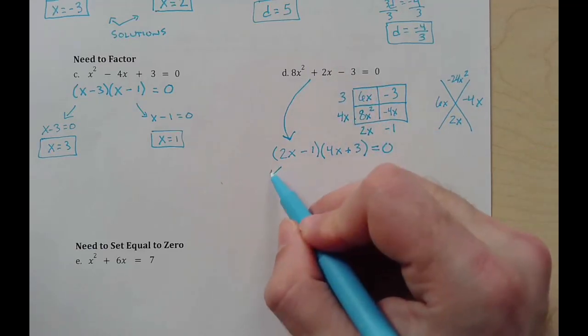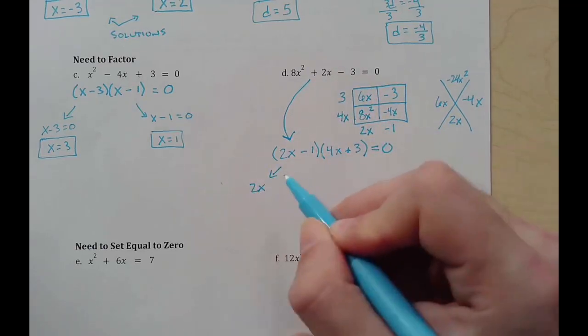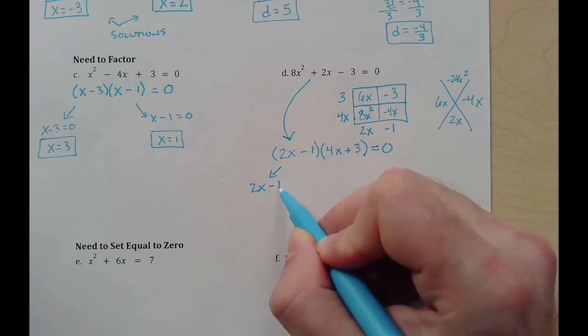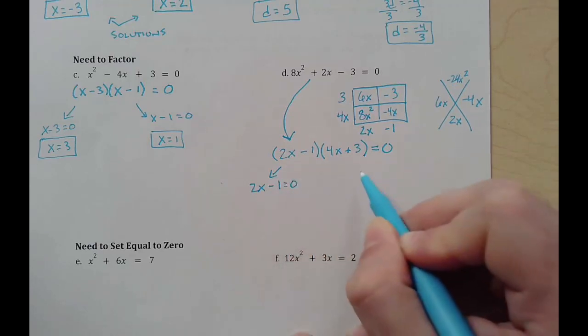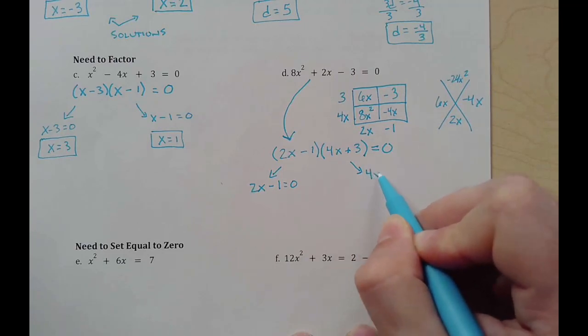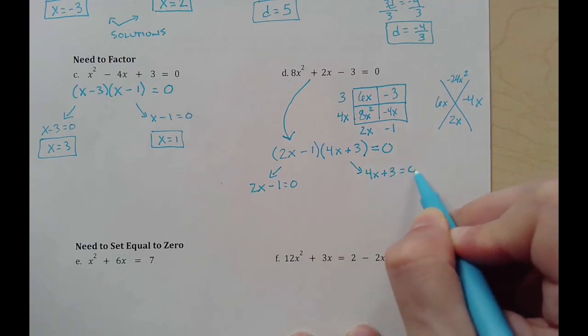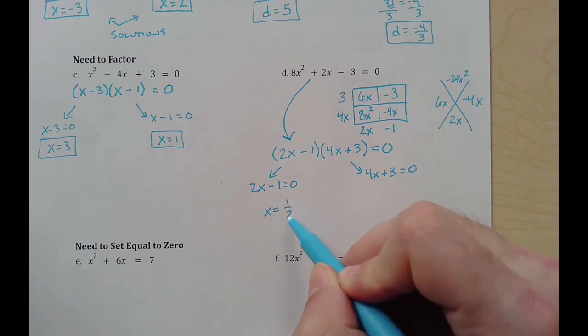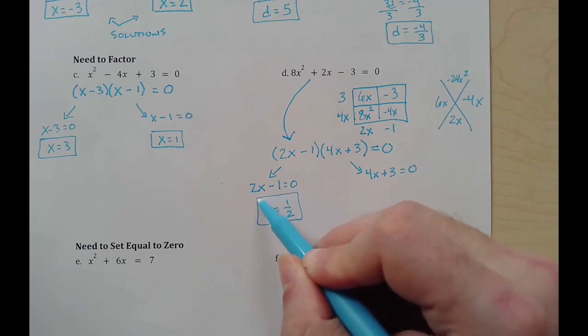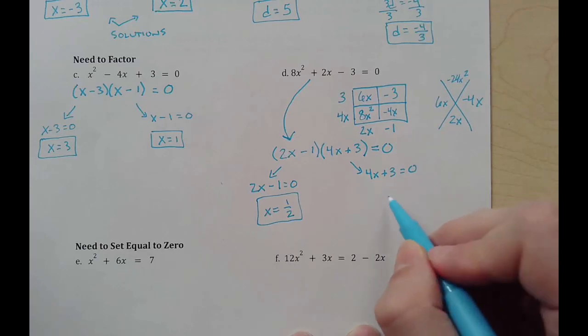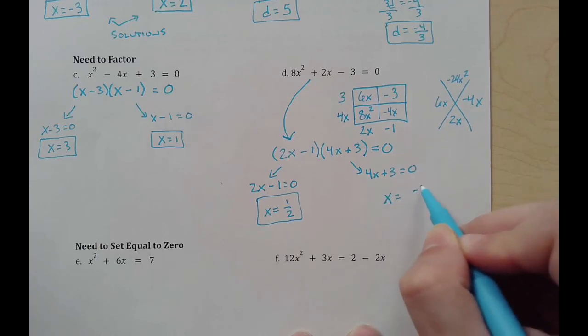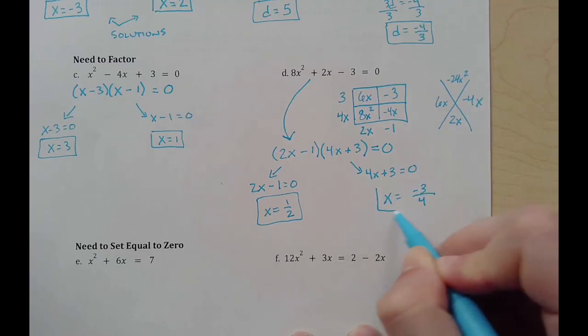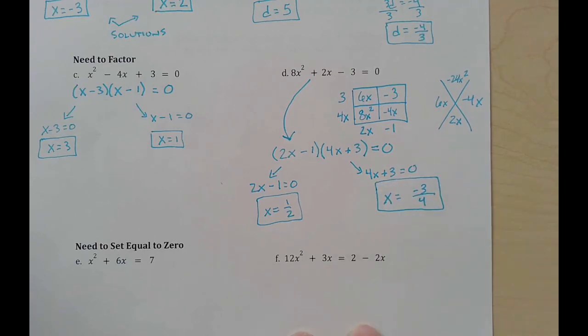All right, I need both terms to equal 0, or find out when both terms would equal 0. So 2x minus 1 equals 0, 4x plus 3 equals 0. Solving here, x equals 1/2. First solution. Solving here, x equals negative 3/4. Second solution.